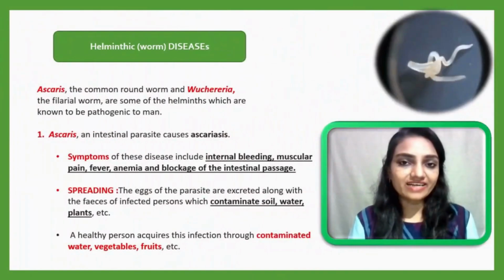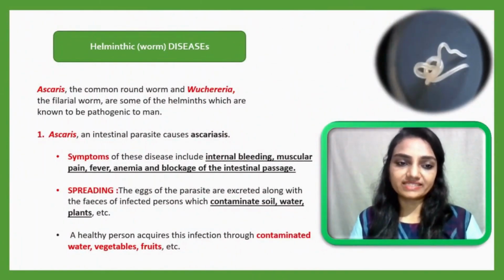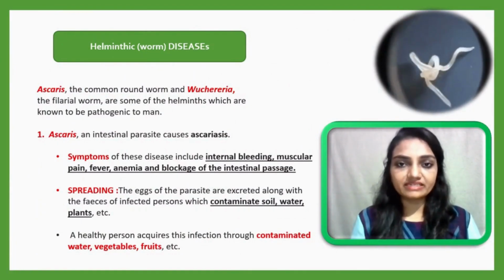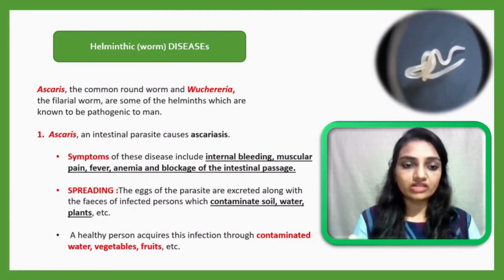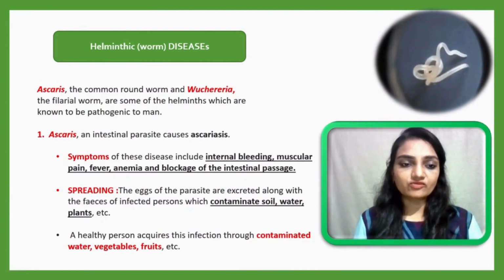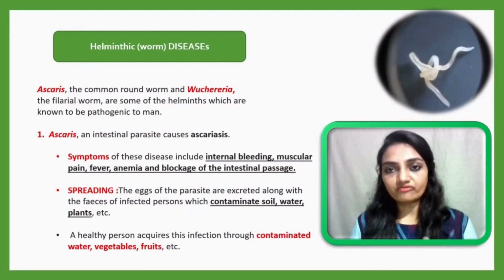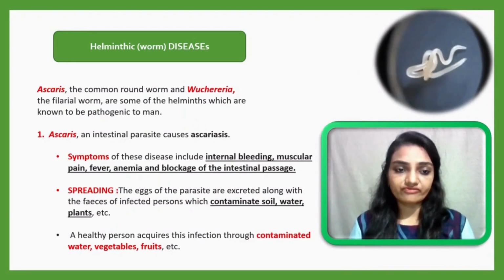So let me start now with the helminthic diseases, commonly also called worm diseases. Here in this group of diseases, in helminthic diseases, we will learn two diseases. First is Ascaris, also called the common roundworm, which is responsible for ascariasis. The second worm is Wuchereria, called the filarial worm, because this organism is responsible for causing filariasis.